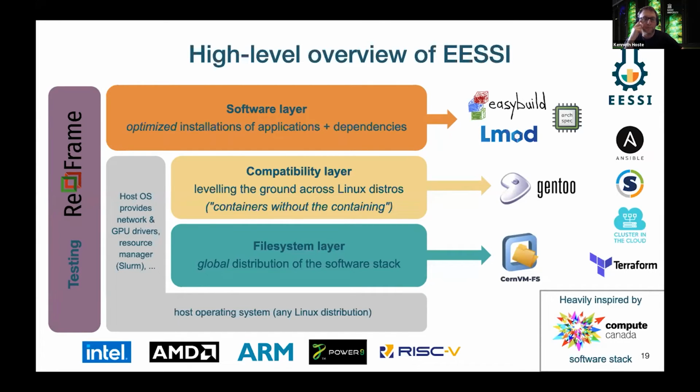We're heavily relying on ReFrame for testing this software application, so the top layer, but also the compatibility layer, and making sure that it all works the way we want it to. And the way we make this all happen is by pulling together lots of open source projects like EasyBuild and ReFrame, but also Ansible, Terraform, Singularity, or soon Apptainer. And yeah, as some people will probably know, this is heavily inspired by what Compute Canada is doing with their software stack. It's really opening this up to more different CPU architectures for one, and also trying to make this a real community project where anyone who's interested can contribute in one way or another.